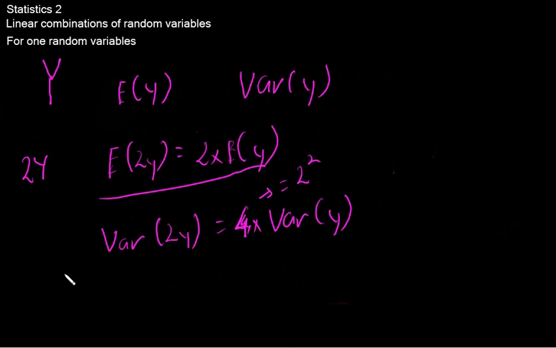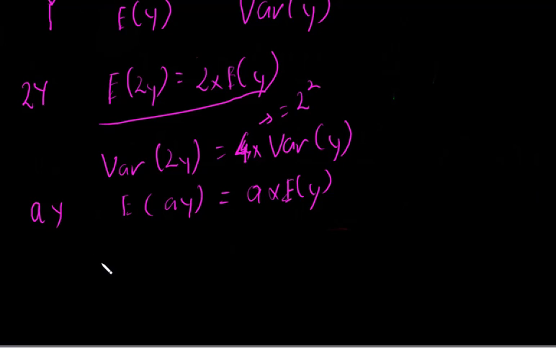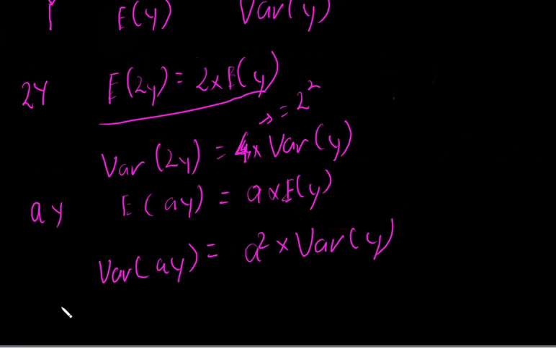Similarly, for ay, the expectation of ay is equal to a times E of y. Remember that a is a constant. And the variance of ay is equal to a squared times var of y. So that's the basic formula.